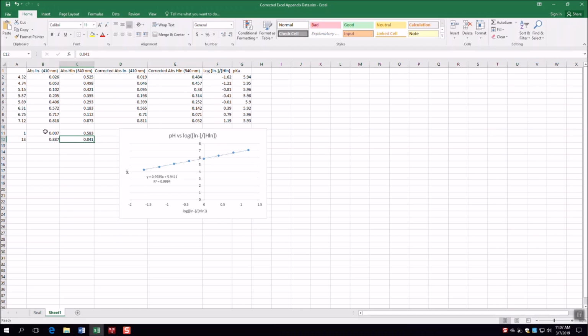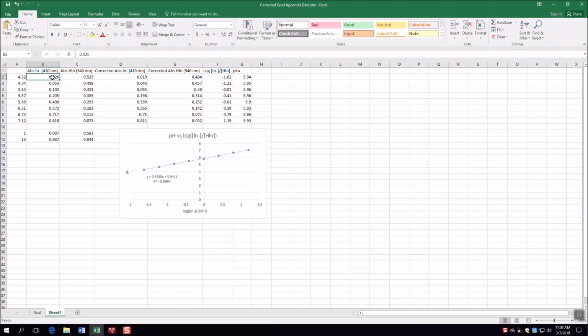And the same goes for the IN minus in the acidic solution. So I measured my absorbances using my microlab, and now I need to correct those absorbances. You'll see that for each value, I have taken my absorbance and subtracted out the blank value that I just discussed. For each of the 410s, I took the absorbance and subtracted out the IN minus absorbance at the acidic concentration, so that I had a corrected absorbance of my IN.